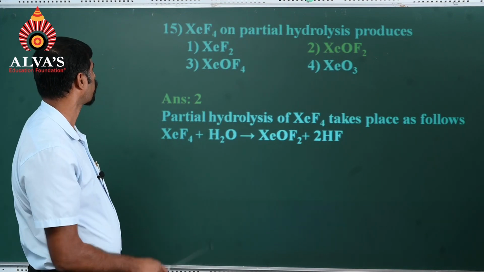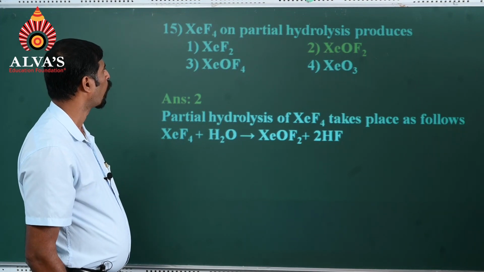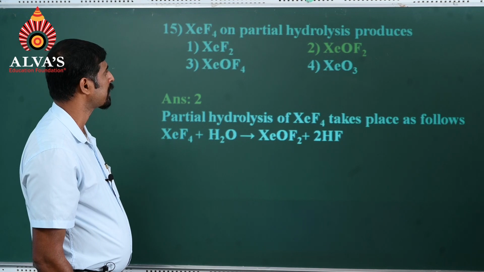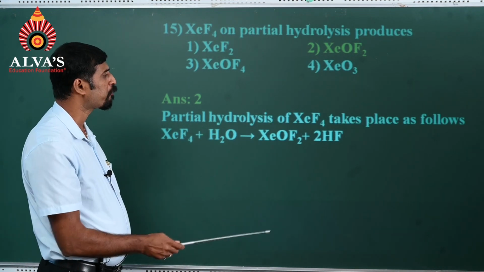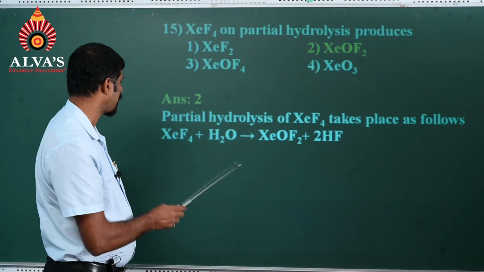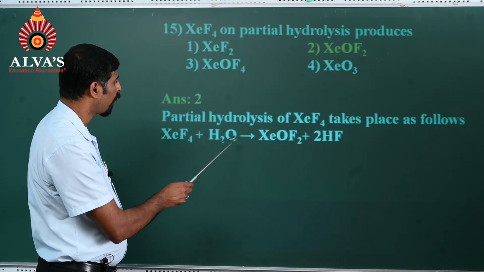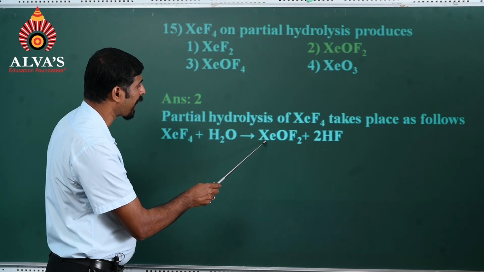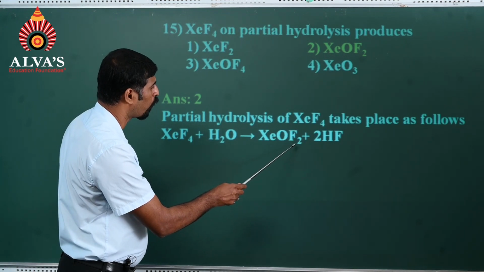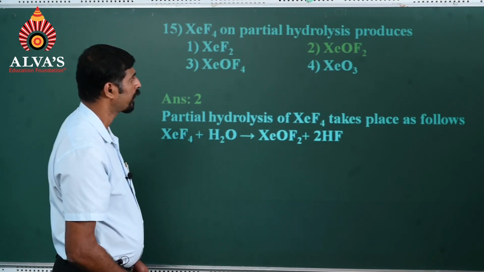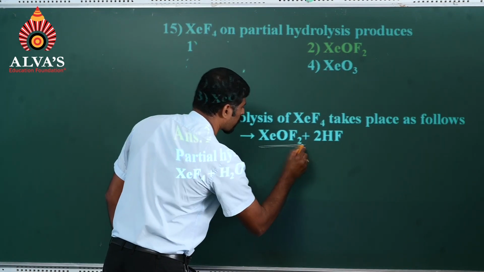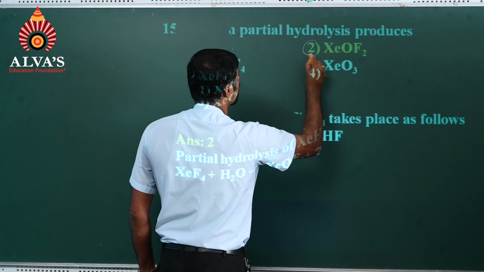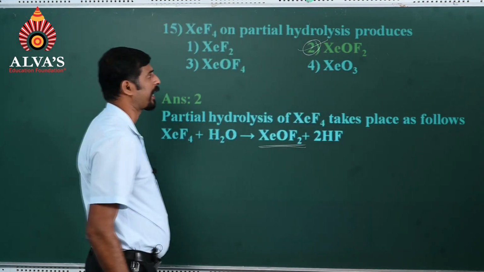Next, we'll move on to question number 15. XeF4 on partial hydrolysis produces. Now, partial hydrolysis of XeF4 takes place as follows. That is, XeF4 undergoes hydrolysis, gives XeOF2 plus hydrogen fluoride. Therefore, XeOF2 is formed, hence option second is the right answer.